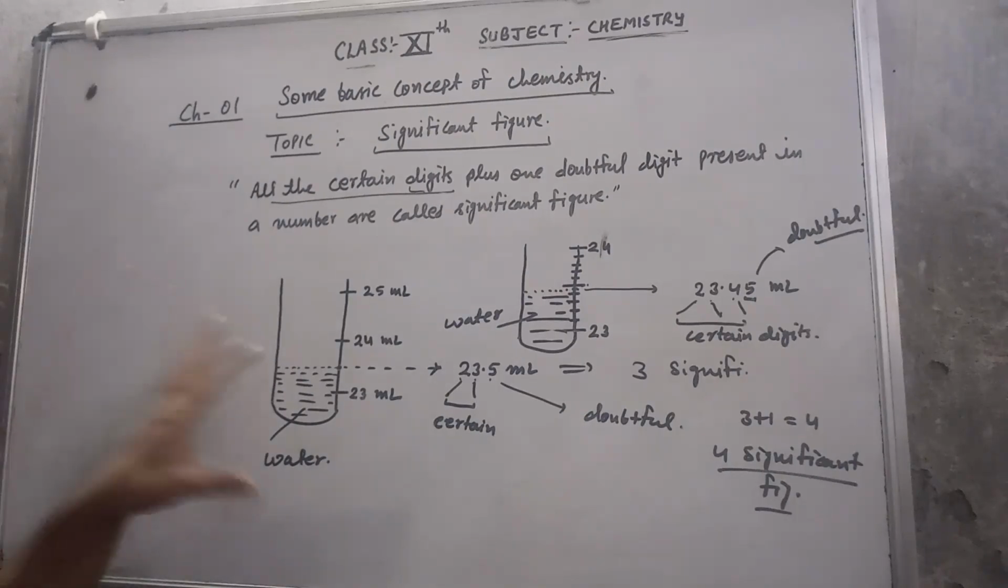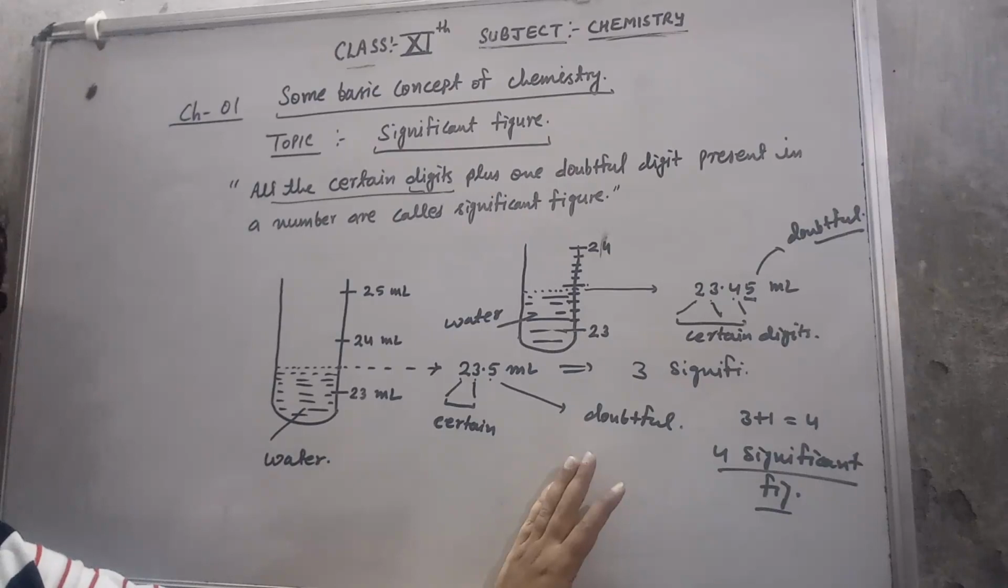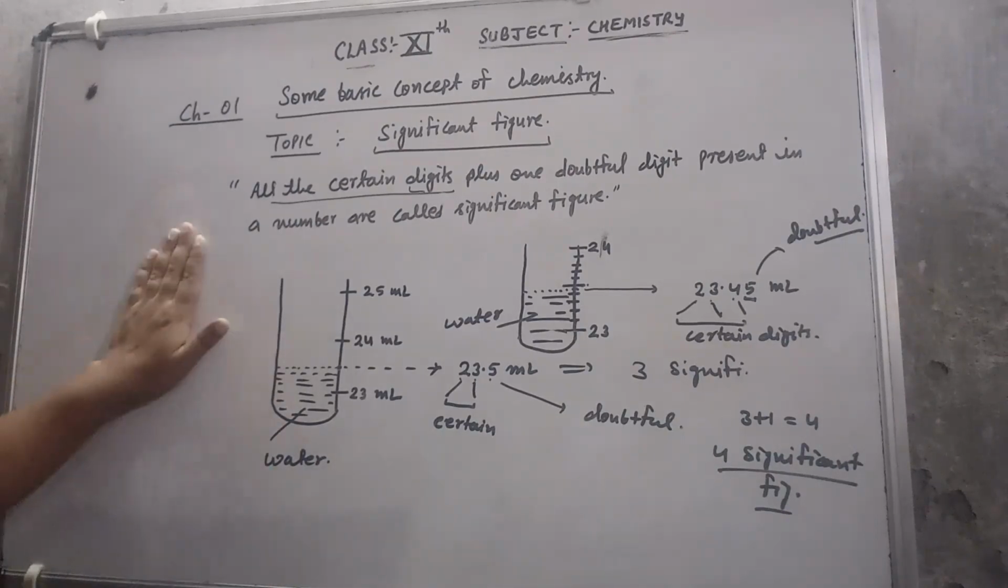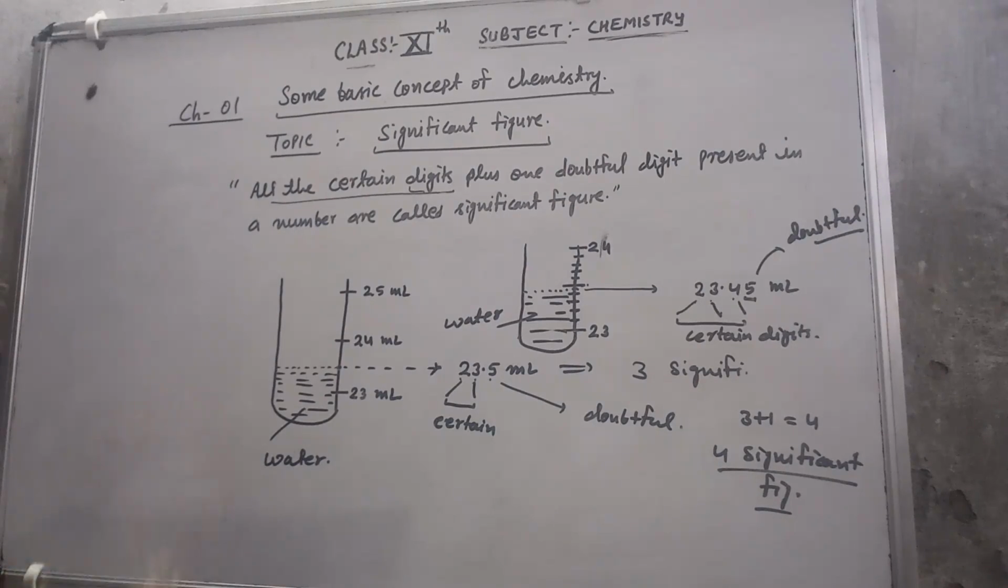What is a significant figure? I have explained that with the help of two examples. I hope you have understood how to find the number of significant figures. In my next video, I will discuss some rules to find out significant figures.